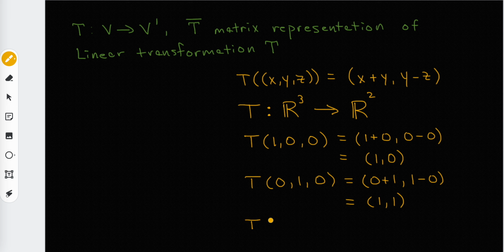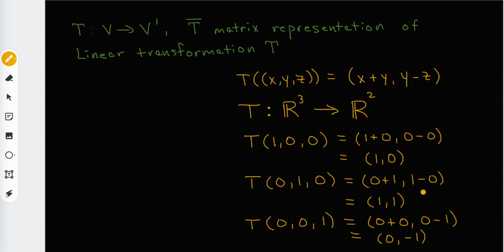Now the last unit vector in 3-space is going to be 0, 0, 1. If I put that into the formula, I'm going to get 0 plus 0, and then 0 minus 1. So that's going to give us 0, negative 1.